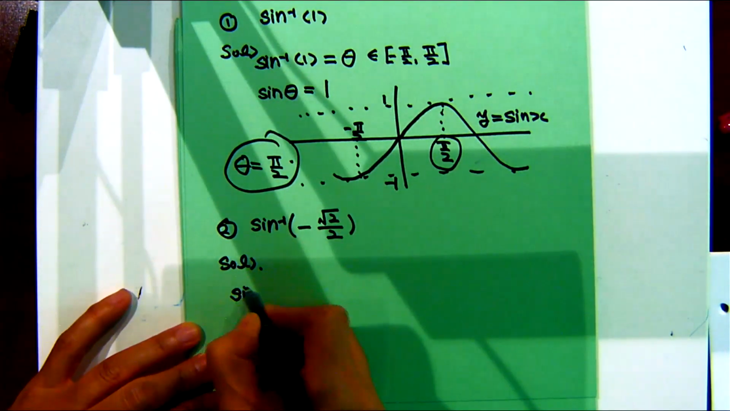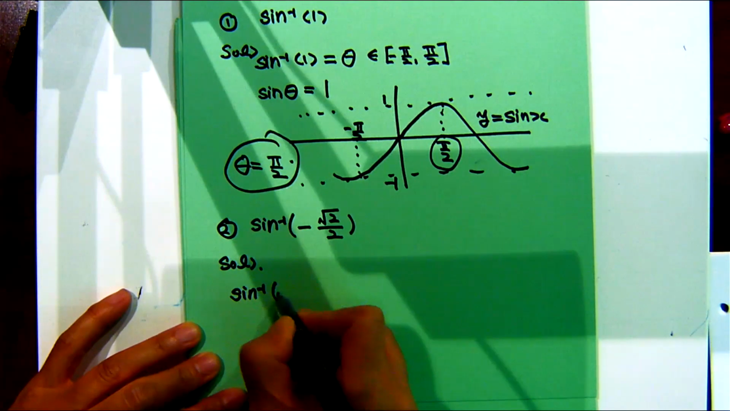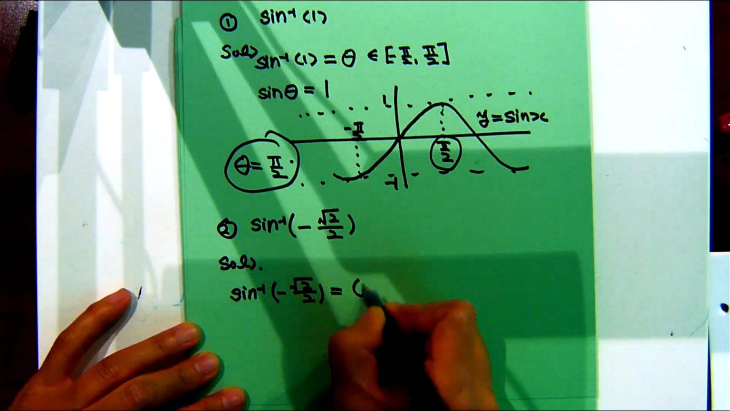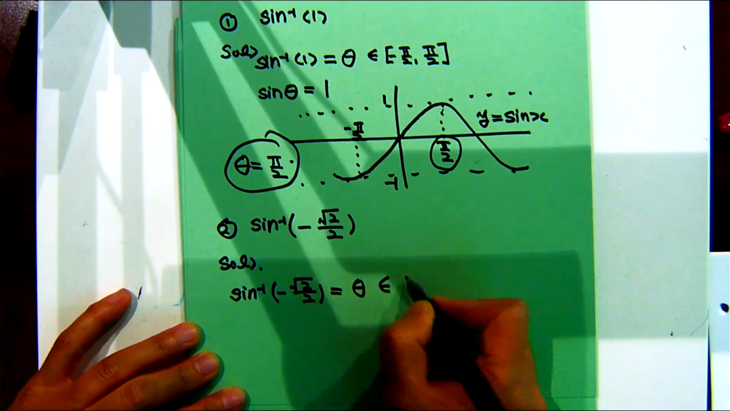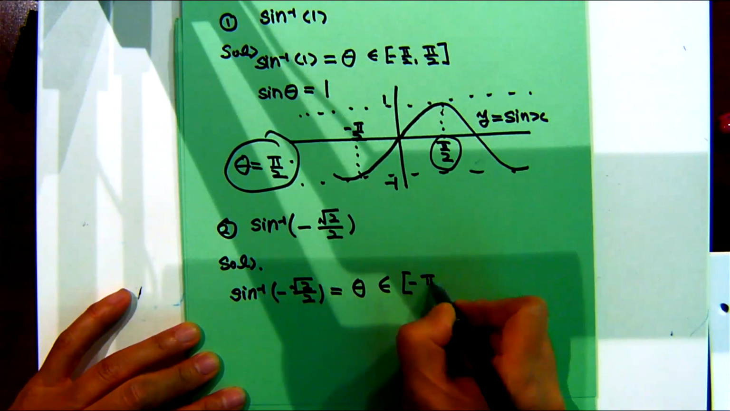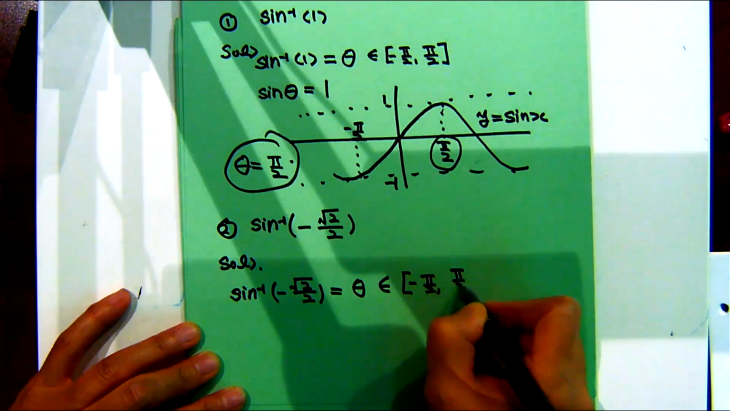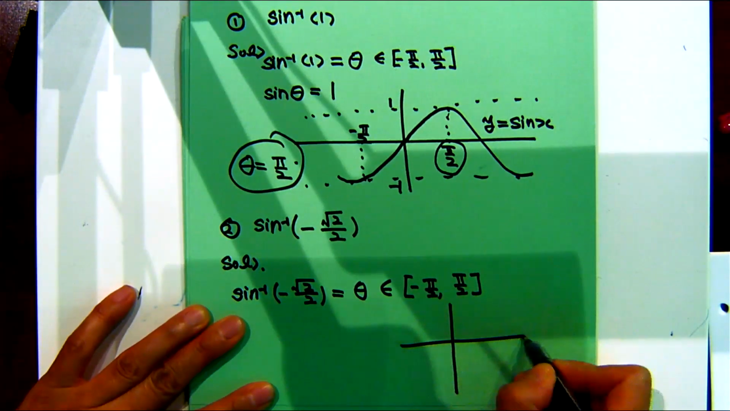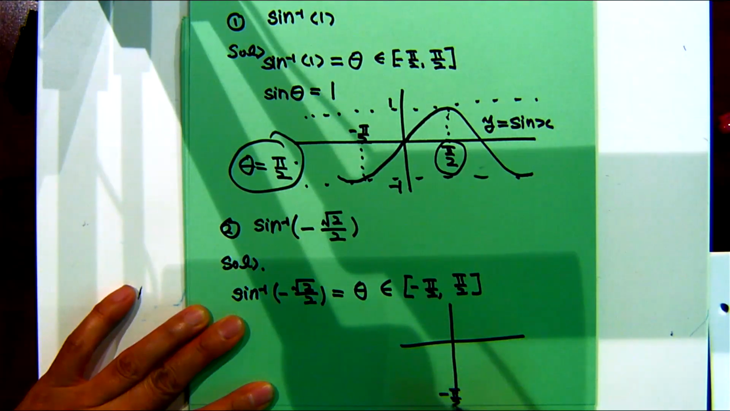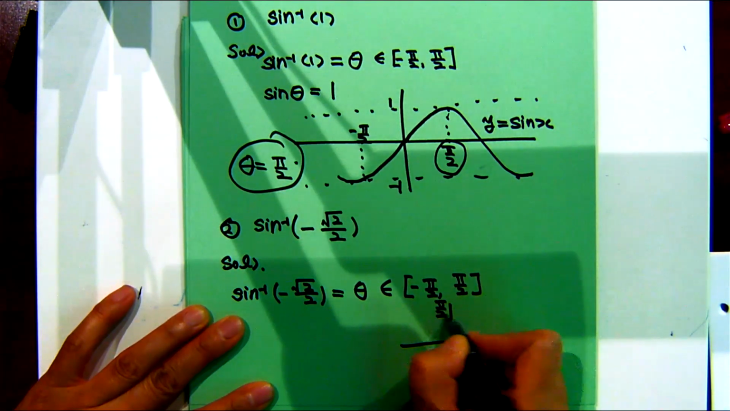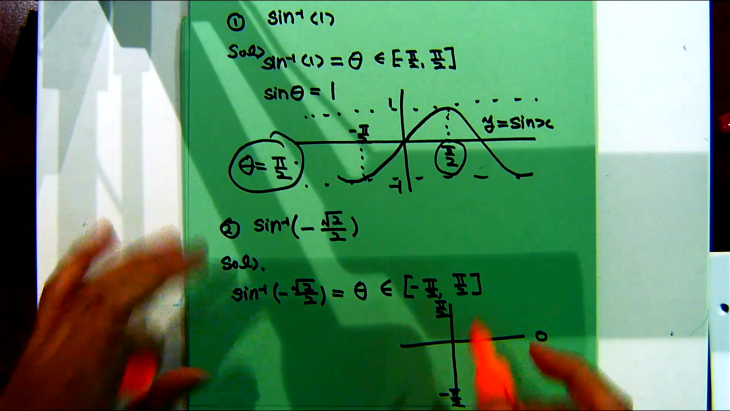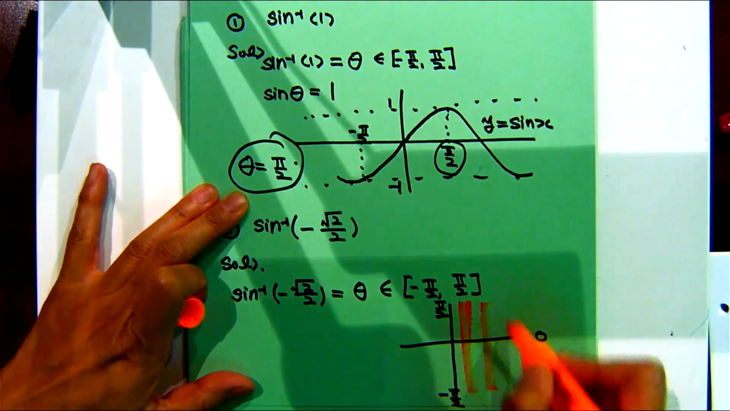So sine inverse of negative square root of 2 over 2 can be written as theta. Theta must be the angle between minus pi over 2 to pi over 2. So when we relate that with the quadrant, this is negative pi over 2, this is pi over 2, this is 0. And then the angle was located in this region, right?